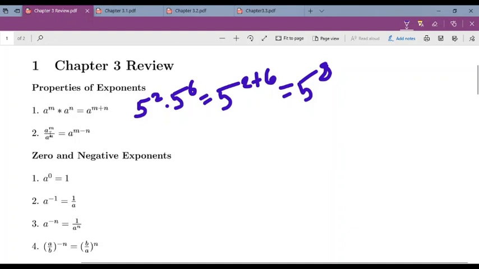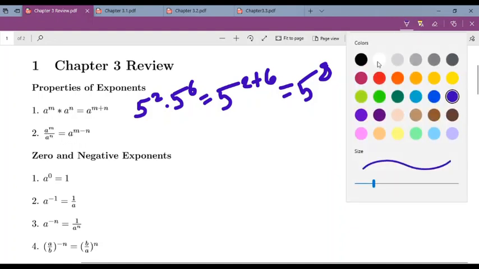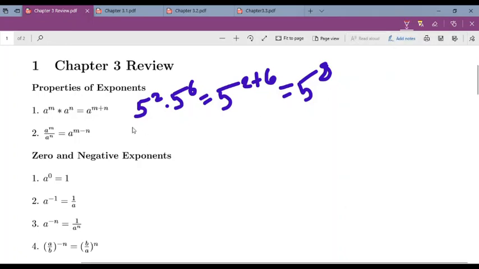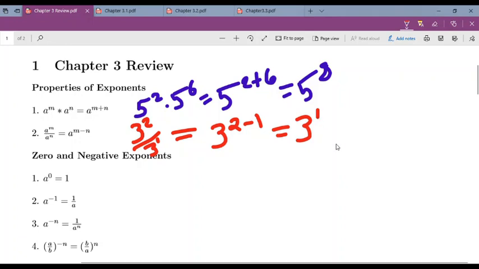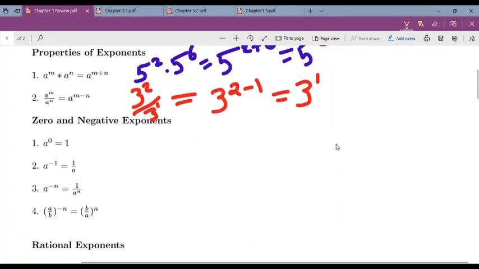Okay, and if you're dividing, so you have the same number, a to the m over a to the n, you can rewrite that as a to the m minus n. Same thing, I'll use a 3 this time. If I've got 3 squared over, I don't know, 3 to the first, that's the same thing as 3 to the 2 minus 1, which is 3 to the first, which is obviously the same thing as 3. Alright, so remember your exponent properties.